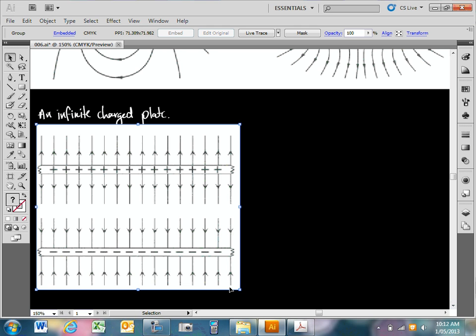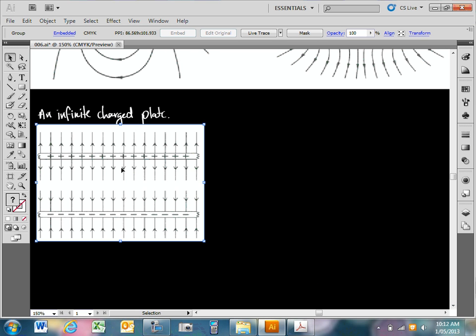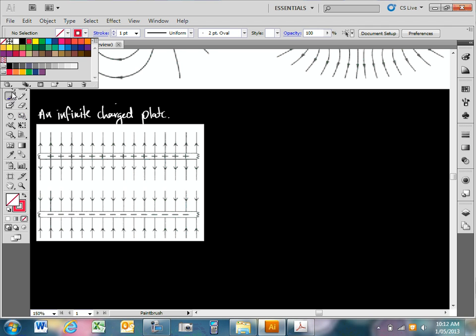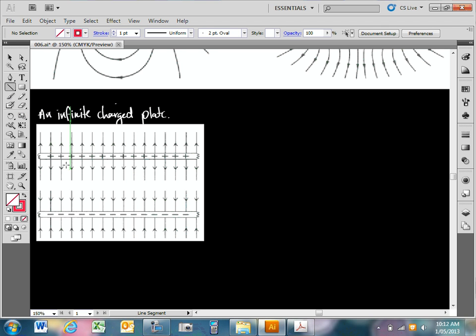Here, this diagram here, I'll just make it a little bit smaller. Actually, I better make it a bit of a different color, I think. This thing here is theoretically an infinitely charged plate.